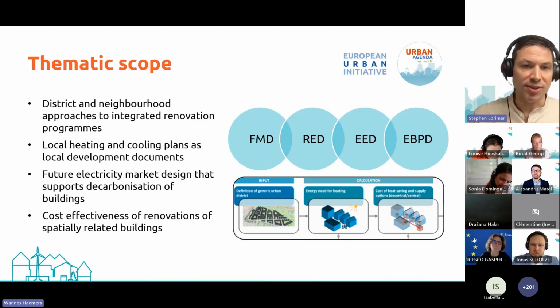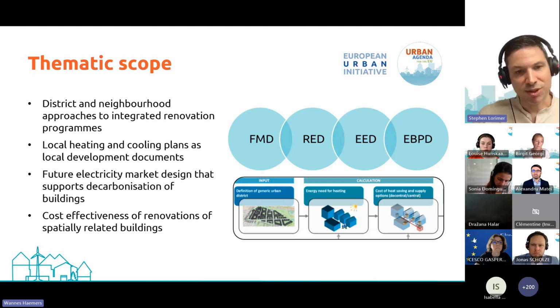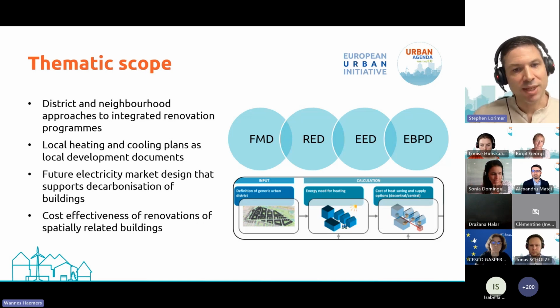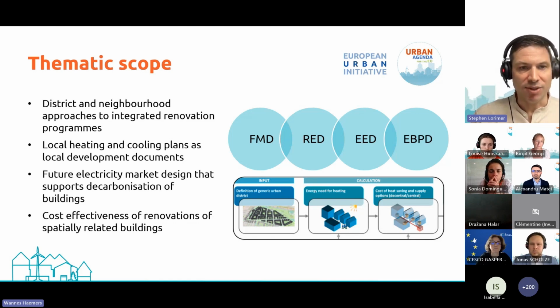And of course, on top of this is the future electricity market design. We're moving so much energy onto heating, creating so much electricity demand through electrifying heat in buildings especially, and creating flexible energy resources, solar and batteries that work with electricity grids. How does that support the decarbonization of those buildings as well? So that's the larger thematic scope, and let's go into a bit more detail. Next slide.